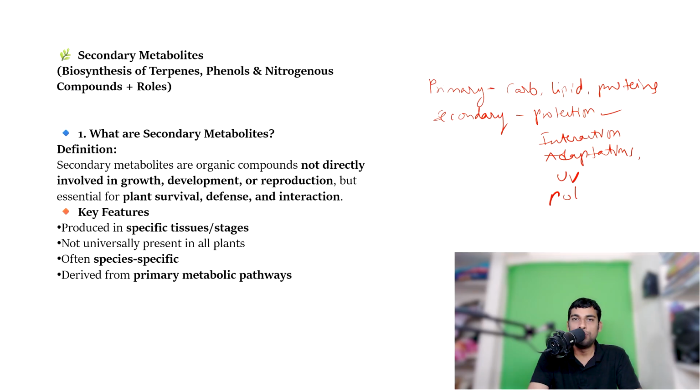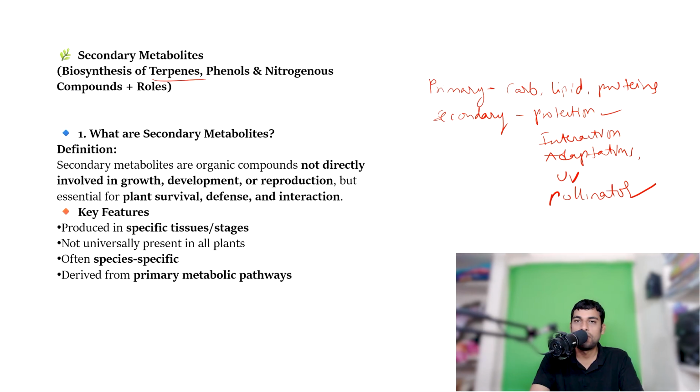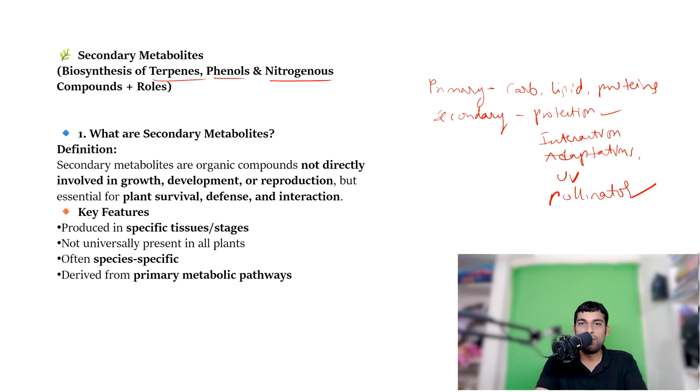These are helpful in protecting the plants from herbivores, pathogens, UV radiation, and also useful for attracting pollinators. Secondary metabolites are broadly classified into three major groups based on their biosynthetic origin. They are terpenes, phenolic compounds, and nitrogen-containing compounds. Now let's understand each category in detail, including their biosynthesis and their roles.